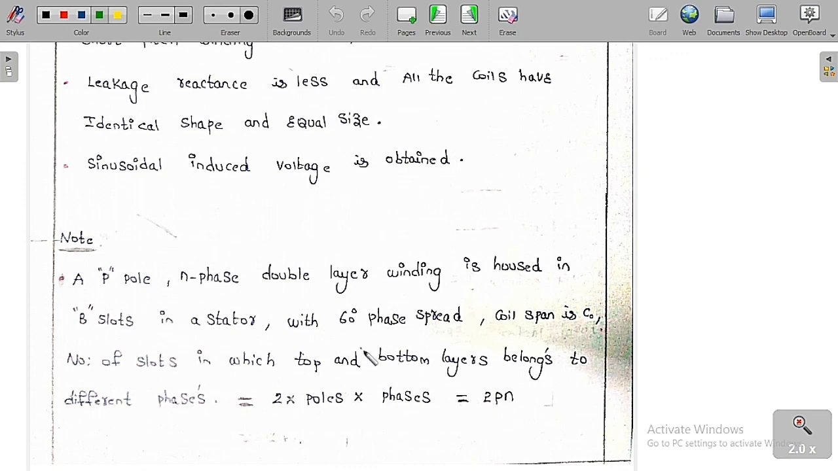So if a stator has P number of poles and it is an N phase system and the stator has B number of slots, then for a 60 degree phase spread with a coil span of C0, the number of slots in which the top and the bottom layers belong to different phases is 2PN, which is 2 times P, the number of poles on the stator, times N, the number of phases. The number of slots in which the top layer and the bottom layer belong to different phases is 2PN, where P is the number of poles and N is the number of phases.